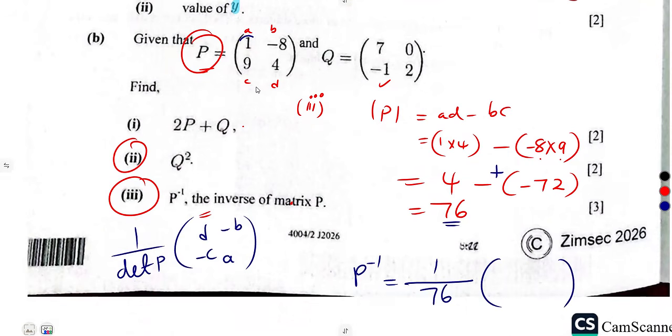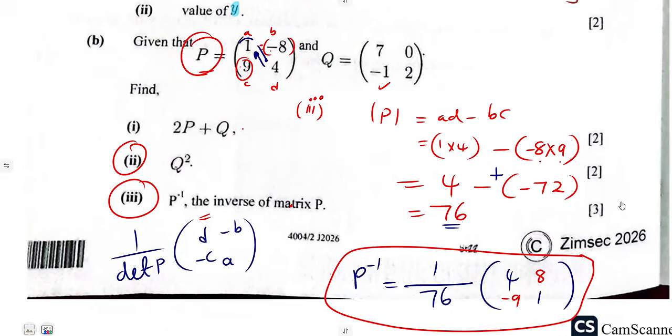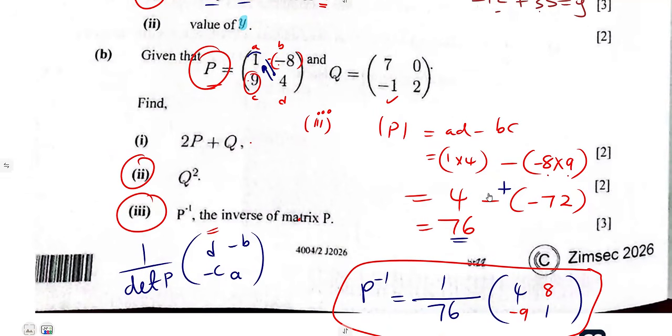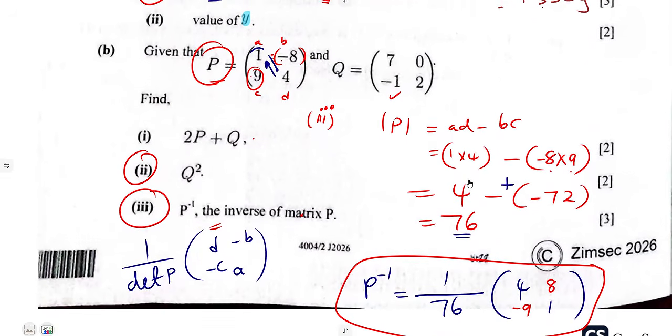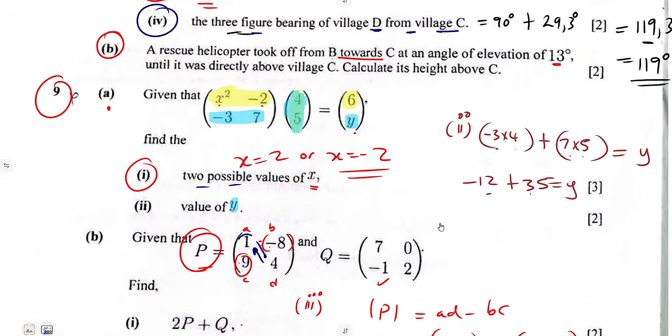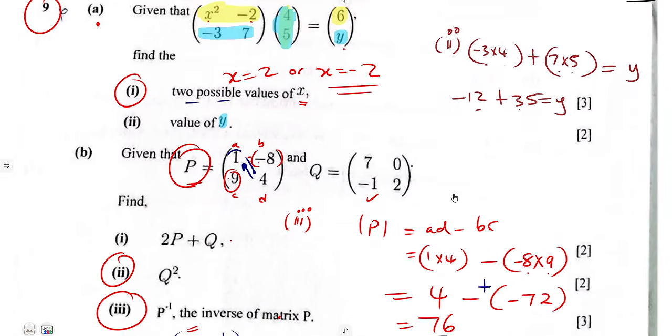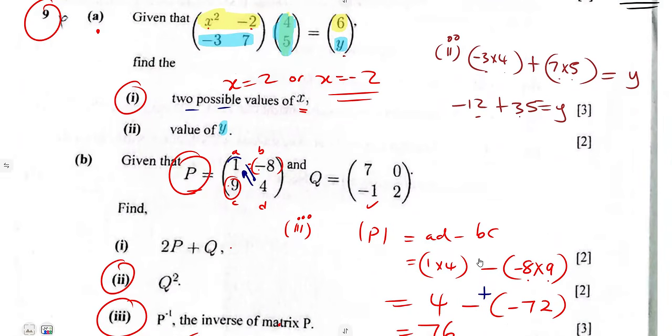So 1 over the determinant, 76. The major diagonal, you interchange, 4 here, 1 there. So that's 4, 1. The minor diagonal, multiply by negative. Negative times negative, that's positive. Negative times 9, that's a negative 9. So this is going to be the inverse of P. So that was what you're given from this information.